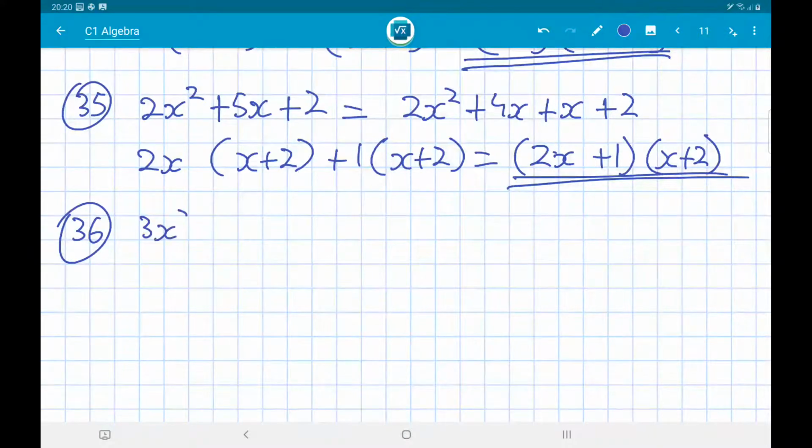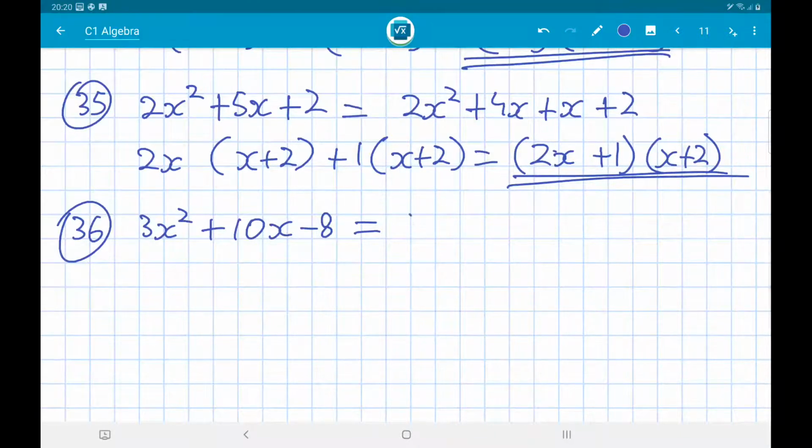36. 3x squared plus 10x minus 8. Okay, something that multiplies to give minus 24, my apologies, and adds to give 10. I think it's 12 and minus 2. So we get 3x squared plus 12x minus 2x minus 8. Because minus 2 plus 12 gives you 10x. And 12 times minus 2 is minus 24, which is 8 times 3, because, yeah.